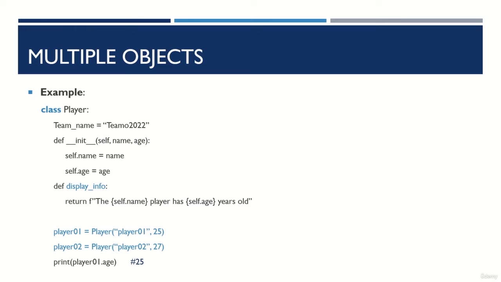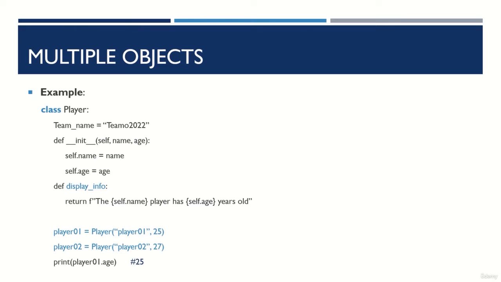The same thing applies for the player02 object. This is the second object, and its value also is an instance of the Player class, with another value for the name parameter, and another value for the age parameter or the age variable. And in this case, the reference for this current instance is the self parameter. So instead of saying self.name equals name, say player02.name equals player02, player02.age equals 27.